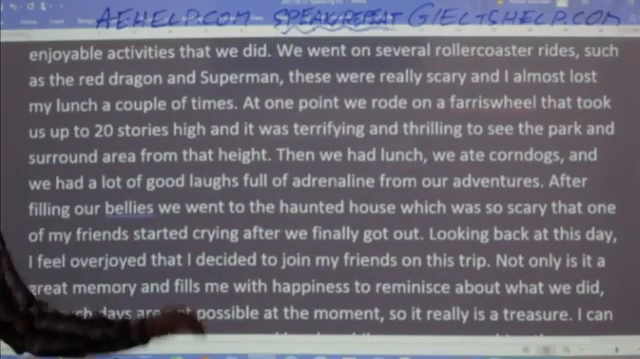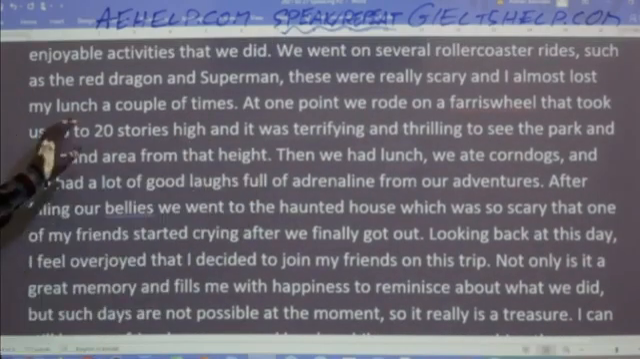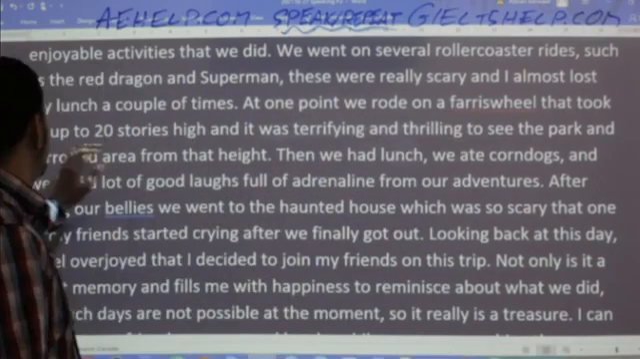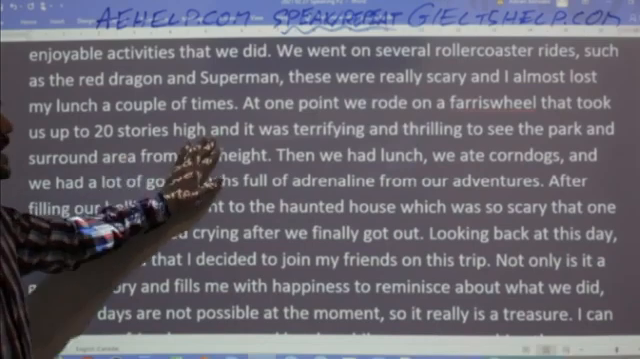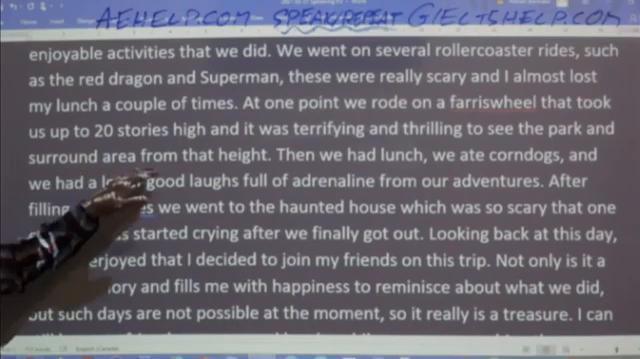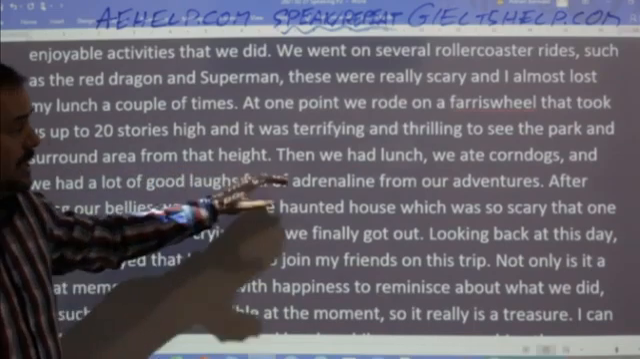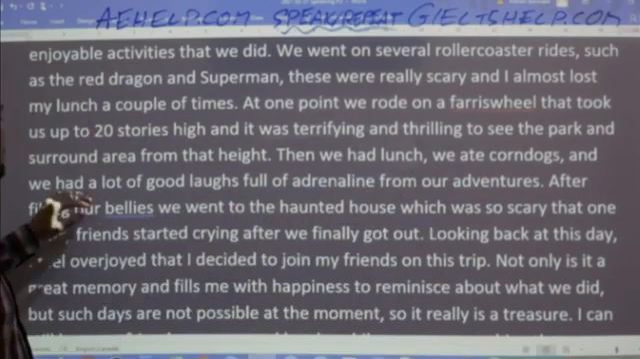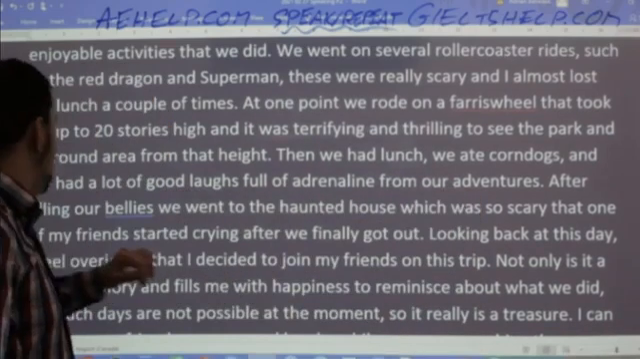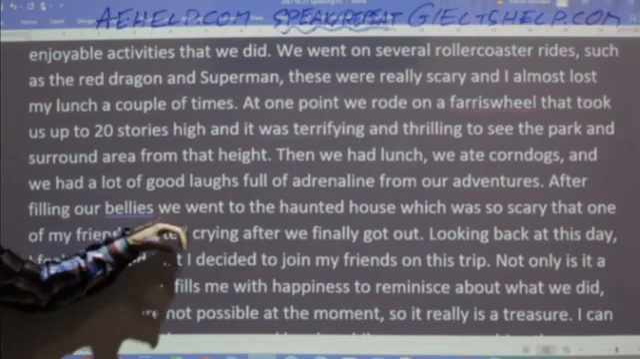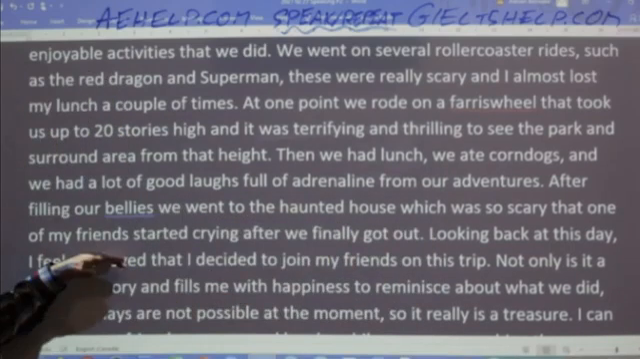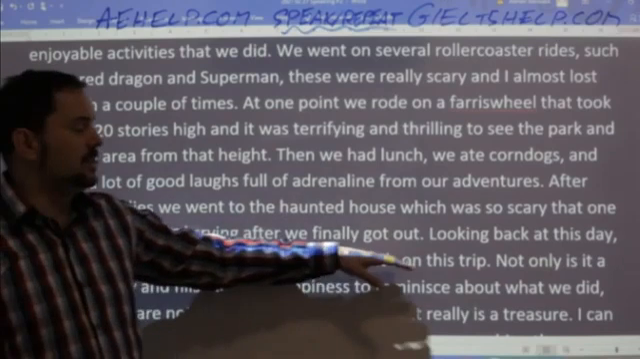These were really scary, and I almost lost my lunch a couple of times. At one point, we rode on a Ferris wheel that took us up to 20 stories high, and it was terrifying and thrilling to see the park and surrounding area from that height. Then we had lunch, we ate corn dogs, and we had a lot of good laughs full of adrenaline from our adventures. After filling our bellies, we went to the haunted house, which was so scary that one of my friends started crying after we finally got out.